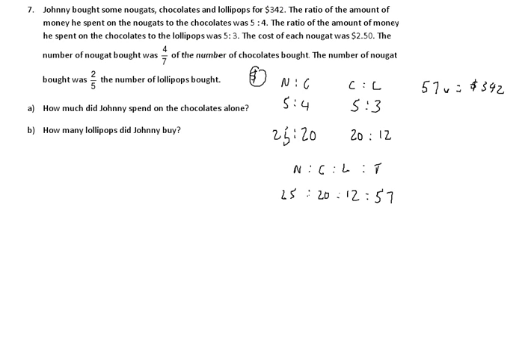Please let me continue. So anyone has any problem so far? No. I'm just focusing on the amount of money spent. I don't look at the number of each item. Okay, so after that, I'll be able to find 1 unit.